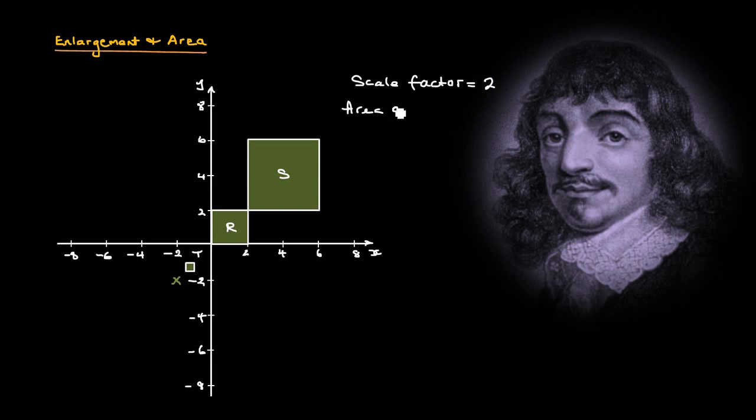So the area of S must equal the scale factor of 2 squared times the area of R. The area of R is 2 times 2, which is 4. So we've got 2 squared times 4, giving us 4 times 4, 16.